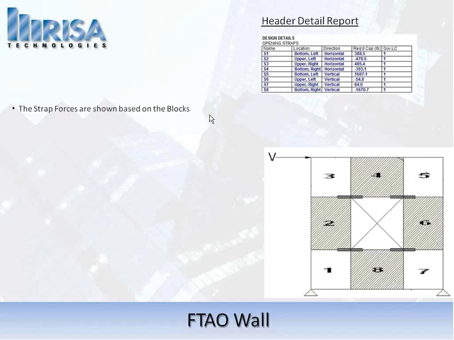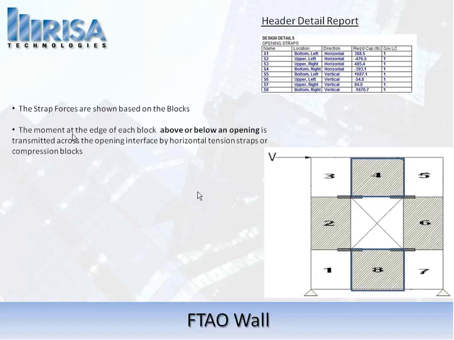Okay, strap forces are now shown on the block. So what we see here is that we also have the name of the strap. Actually this picture doesn't have the name of the strap on it, but we have S1, S2, S3, all the way through 8. Then we see what the location was, which is a little better to help describe here. It says bottom left and which direction. So that would mean this S1 would be here, and then it would be the horizontal direction. And this is the required capacity for this load combination that was run. Okay, we get all that information in the header detail report again.